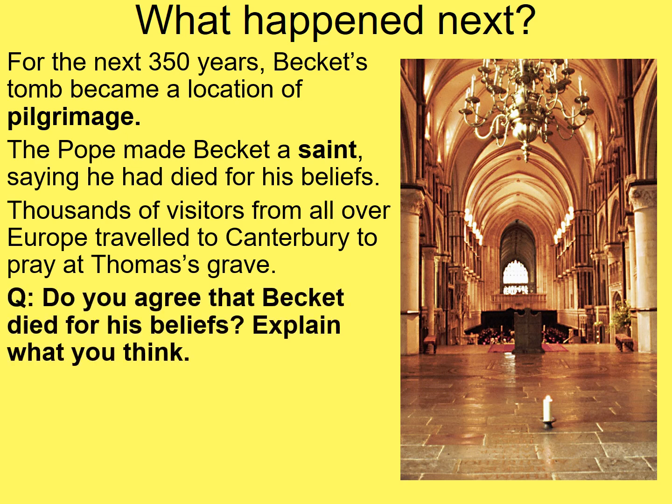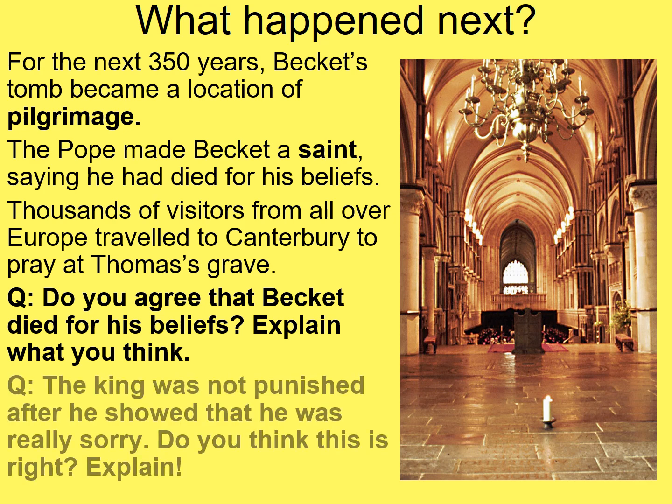So, your first question to sum up. Do you agree that Becket died for his beliefs? Explain what you think. And secondly, the king was not punished after he showed that he was really sorry. In the event, the Pope chose not to excommunicate him. Do you think that this was right? Explain your opinion again. And there are no wrong answers here, so spend between 5 or 10 minutes answering those questions, and pause the video while you do so.